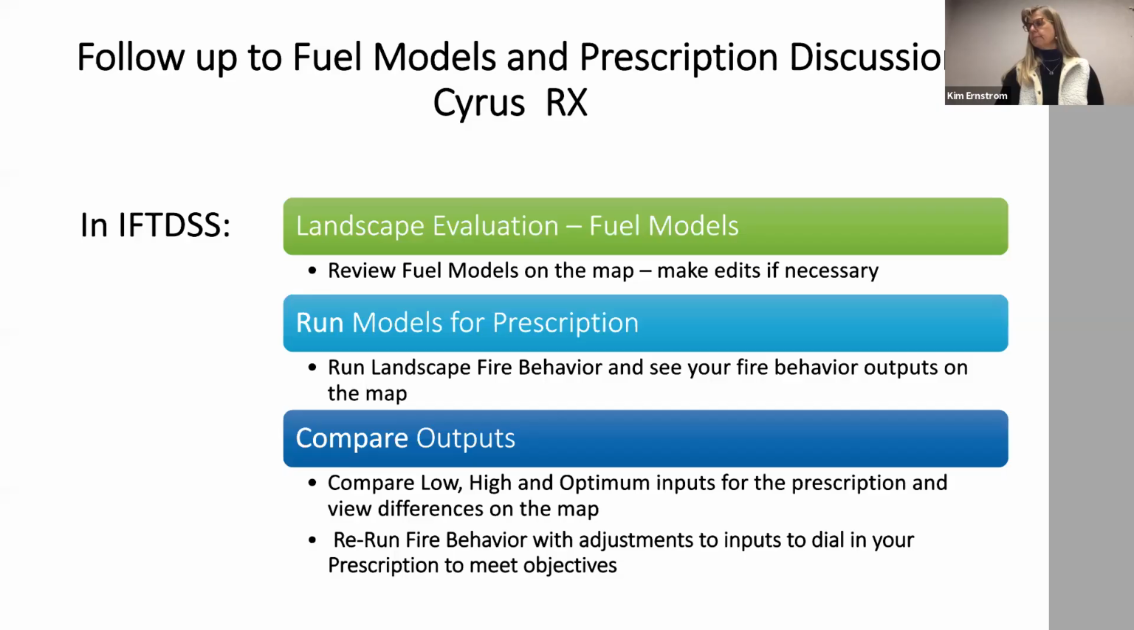So in IFTDIS, the goal here is to take what we did with the prescription and put it into IFTDIS and be able to look at those outputs on the map. Okay, you guys did that in Behave, and you got the numbers in the table, but now we want to look at it spatially on the map. So in order to do that, we first have to look at our fuel models. Then we run fire behavior across those fuel models, and then we get to compare those things next to each other. That's sort of it in a nutshell.